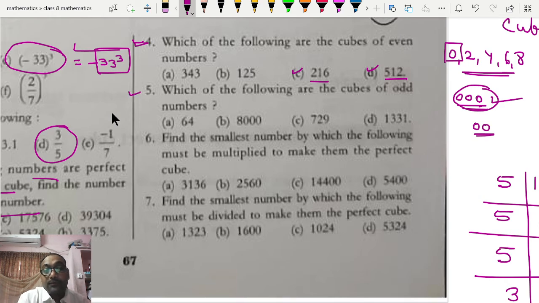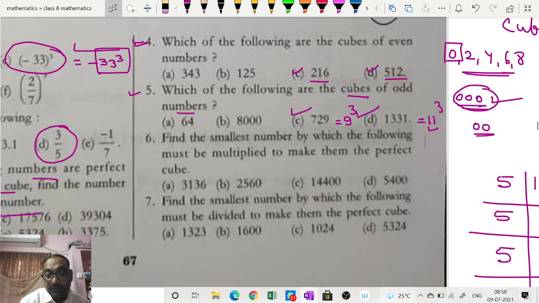Okay, now question number 5. Which of the following are cubes of odd numbers? Simply see how many of these are odd numbers, this and this. And if you remember cubes from 1 to 21, this is the cube of 11 and this is the cube of 9. Okay, and these are the odd numbers. But remember cubes from 1 to 21. It will be very helpful.